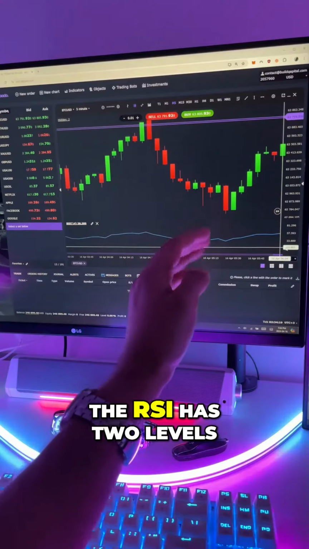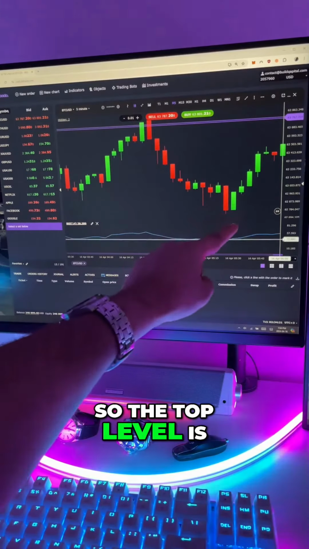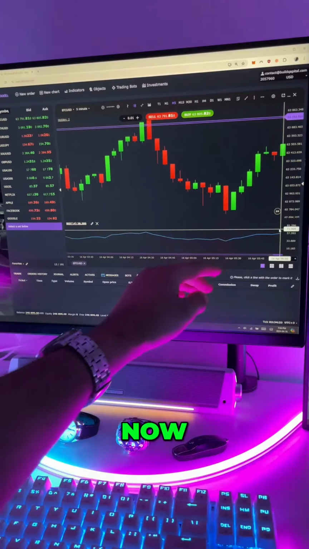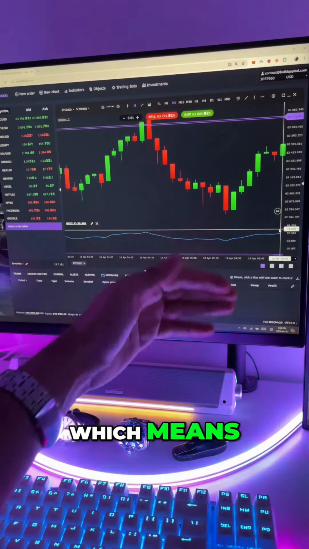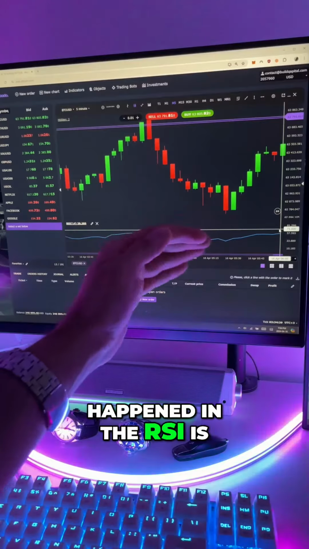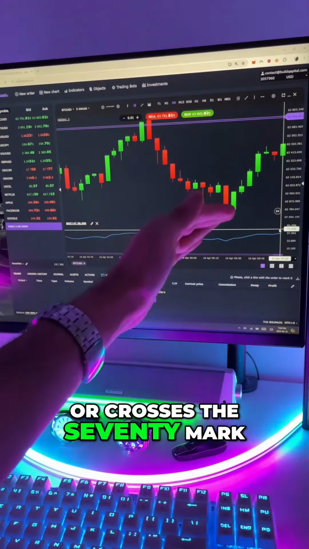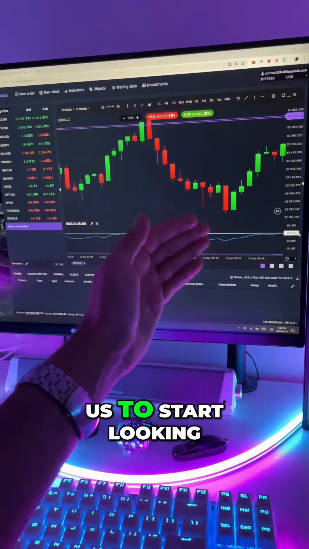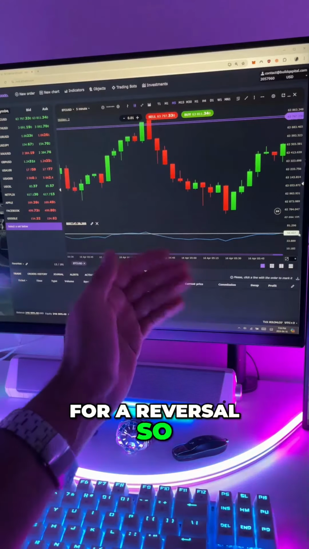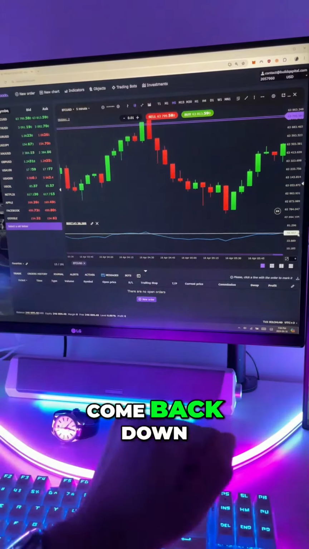Now remember, the RSI has two levels. So the top level is the 70 level. Now, whenever we notice that the market is getting overbought, which means too much buying has happened, and the RSI is getting close to or crosses the 70 mark, that means that it's a good time for us to start looking for a reversal so that the market will start to come back down.